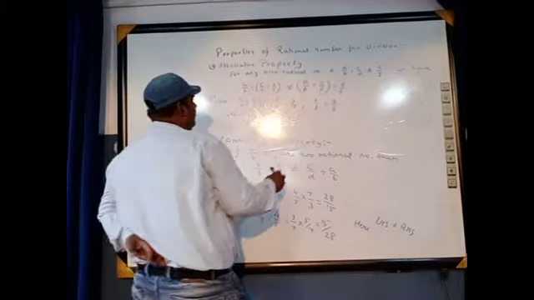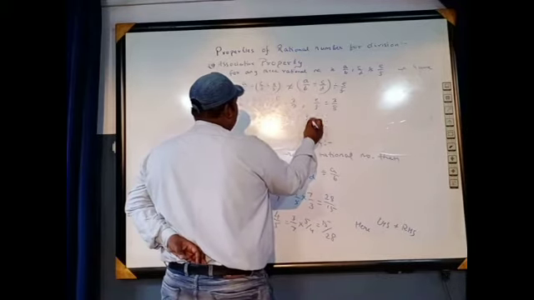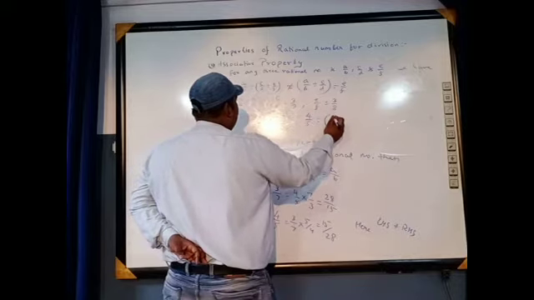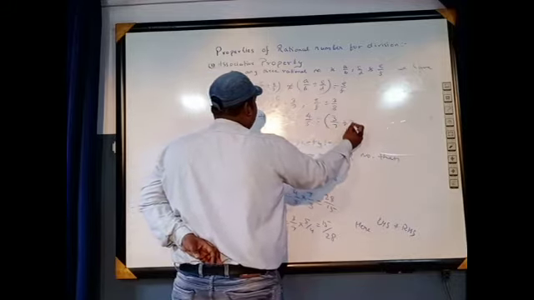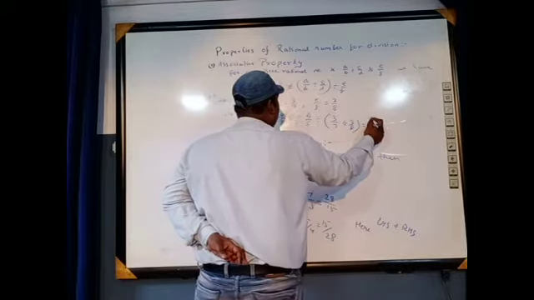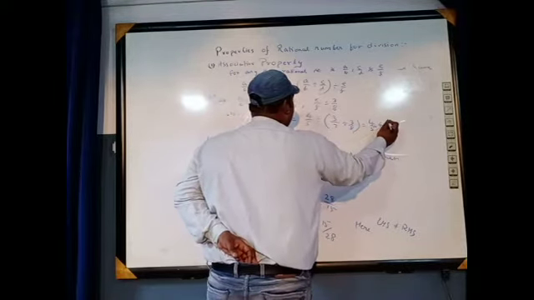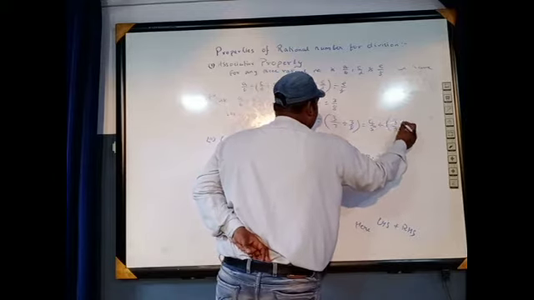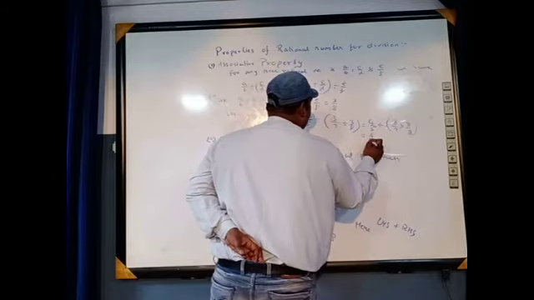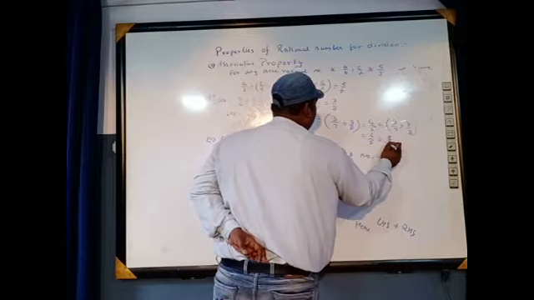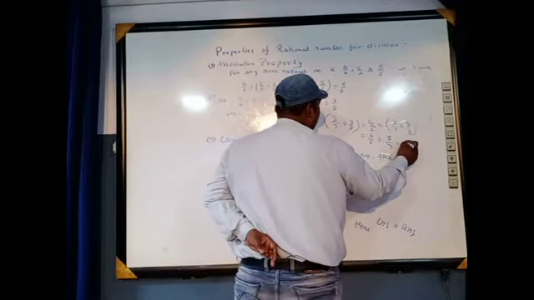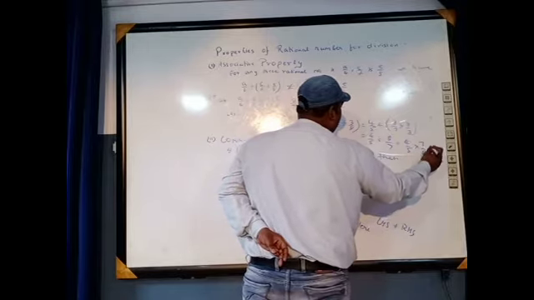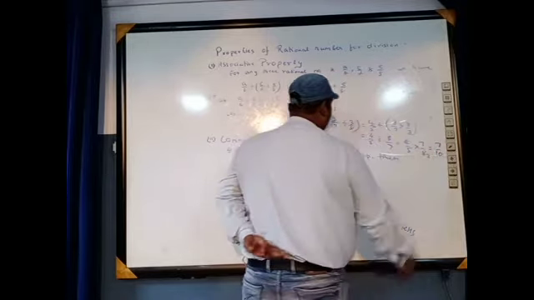Now a by b, what is a by b? 4 by 5. 4 by 5 divided by 3 by 7 divided by 3 by 8. What do we get? 4 by 5 divided by 3 by 7 into 8 by 3. Finally we get 4 by 5 divided by 8 by 7. And again you get 4 by 5 into 7 by 8. You got it. Finally you get 7 by 10.